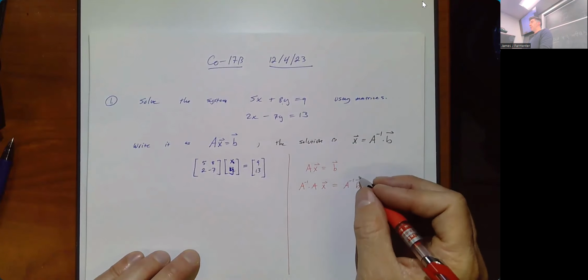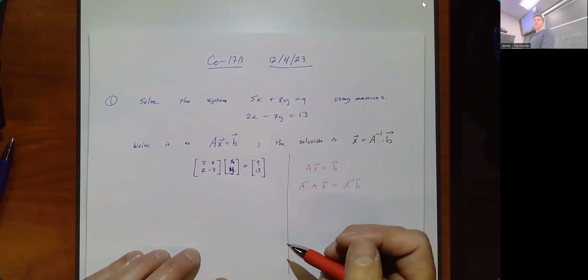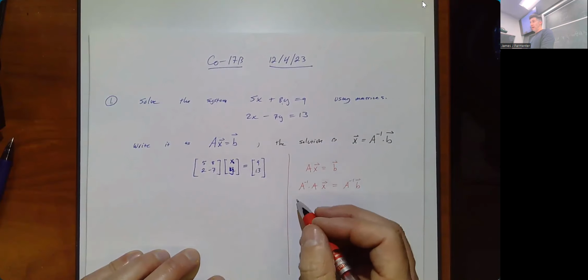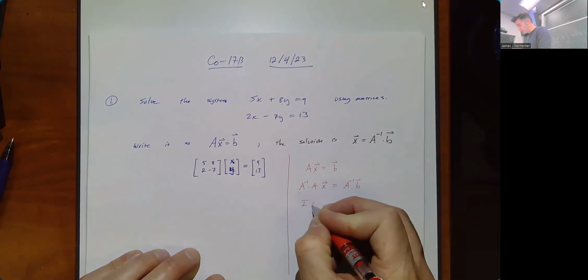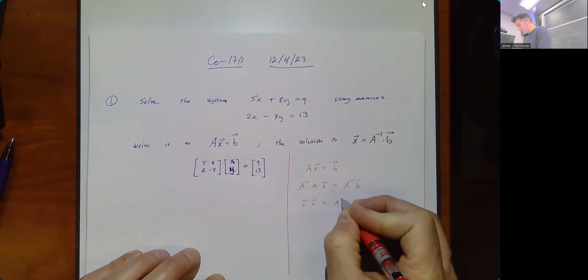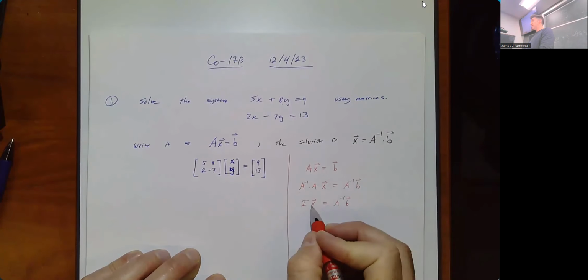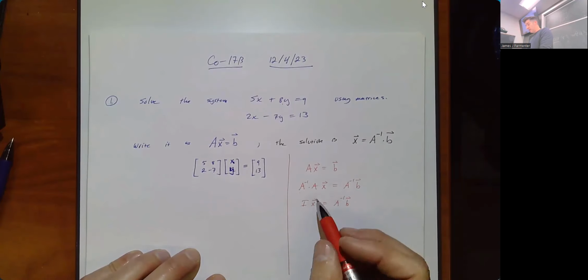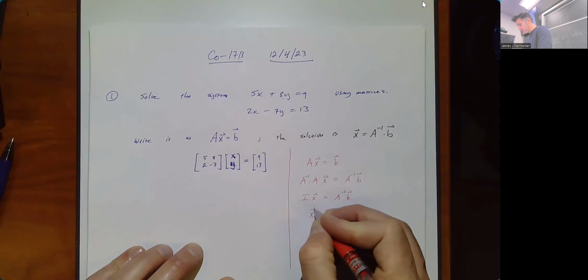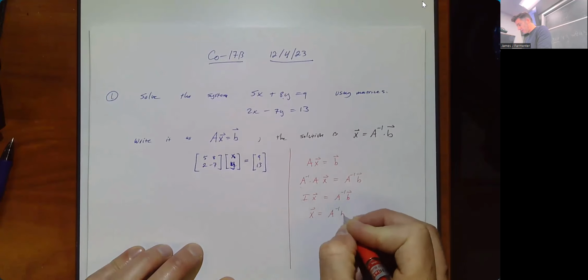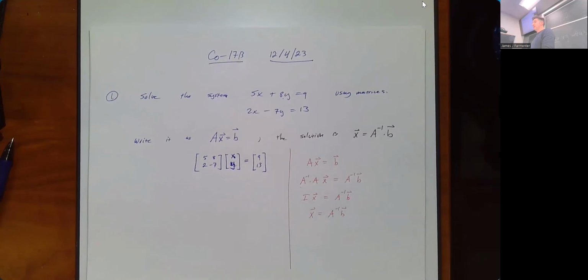What's special about A inverse times A? Or what do you get when you multiply A inverse times A? You get the identity matrix. And the thing that's special about the identity matrix is the identity matrix times anything is just the anything. The identity matrix times X is just X. So you've got X equal to whatever A inverse times B is. Now this only works if A is invertible.